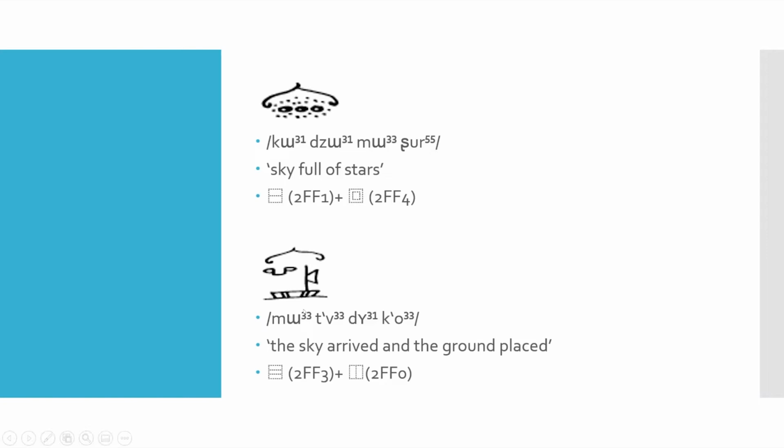And take another character, for instance, the sky arrived and the ground placed. Semantically, it is a combination of 2 phrases, the upper left part and the lower right part. But for the result of the combination, it is pattern 2FF3 and 2FF0. So first step, you can find the upper part, the middle part, and the lower part. Then in the middle part, it is composed of 2 parts, left and right.